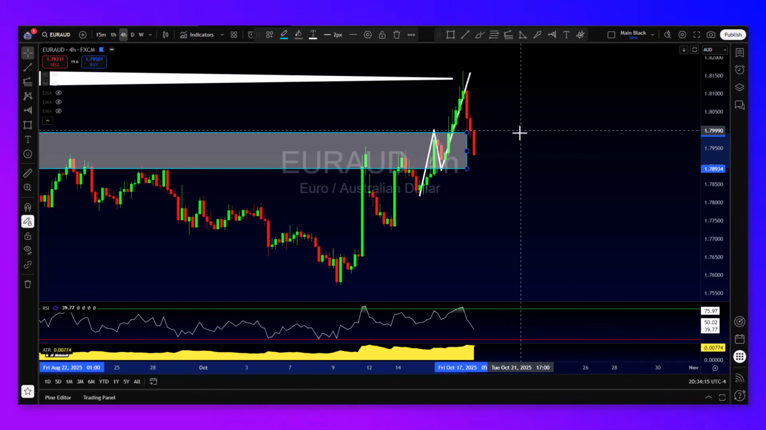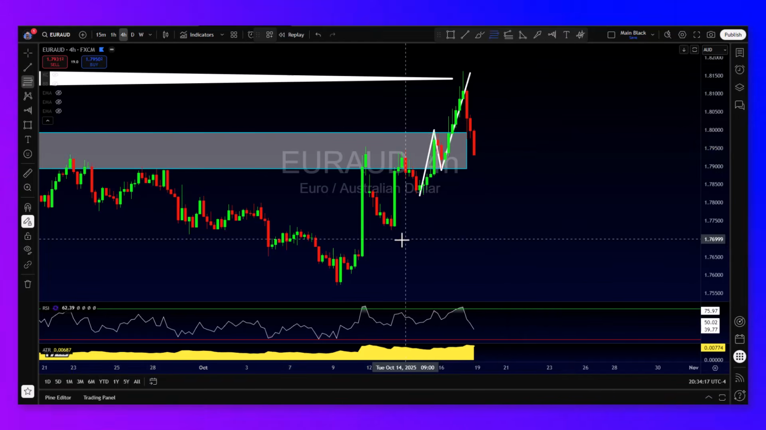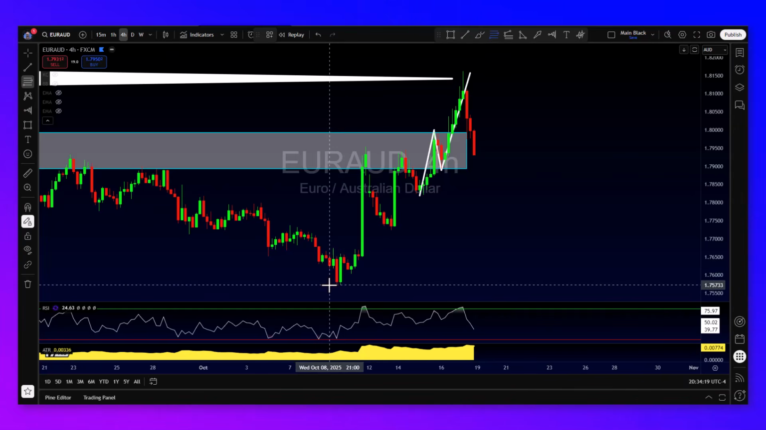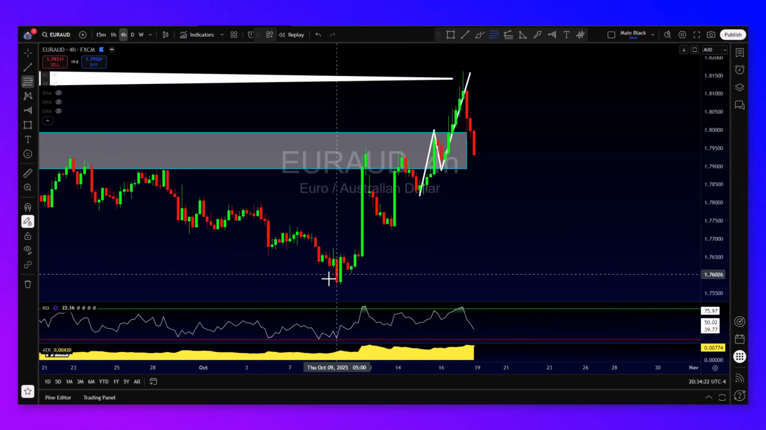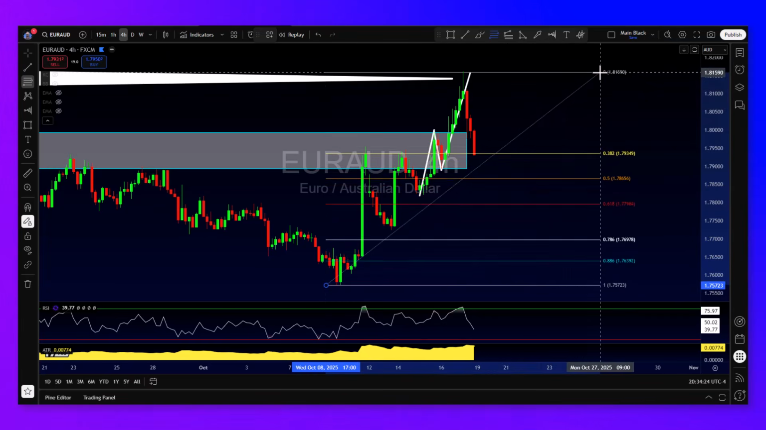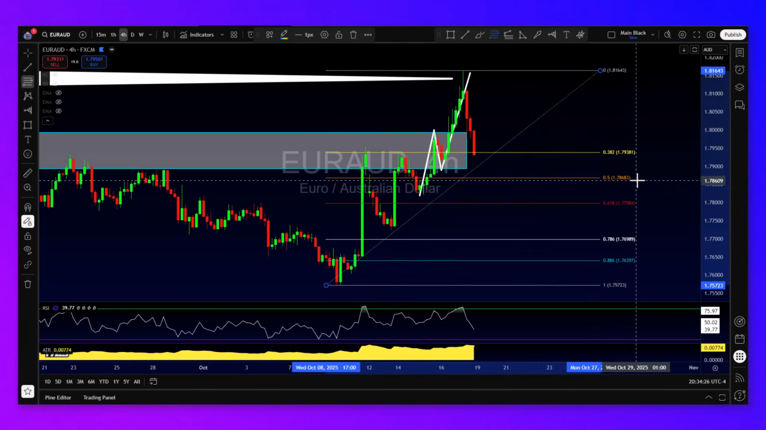But I'm going to guess there's going to be a 382 Fibonacci retracement in here. So if I take my Fibonacci retracement from this ultimate swing, right? The swing low to the swing high. Oh, look at that. 382 Fibonacci retracement right here.